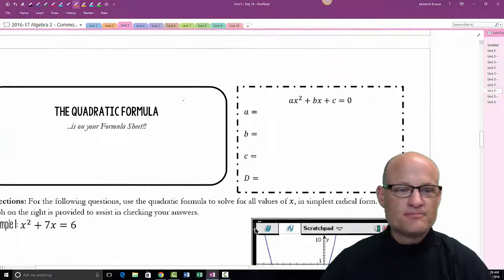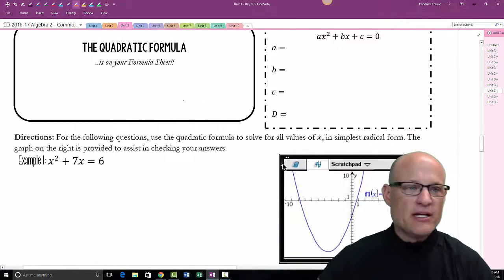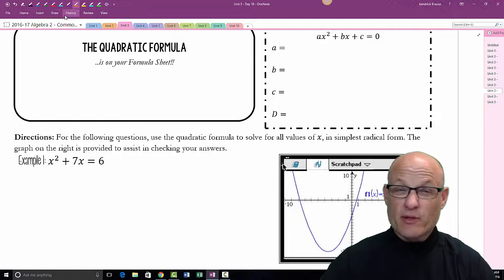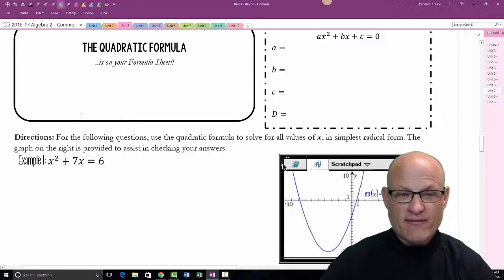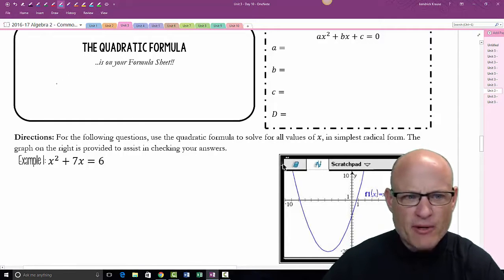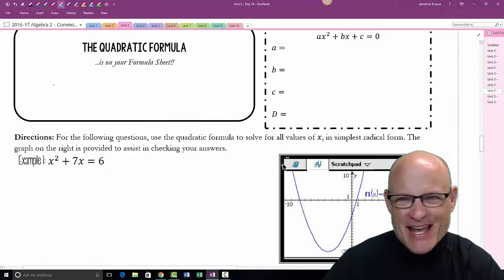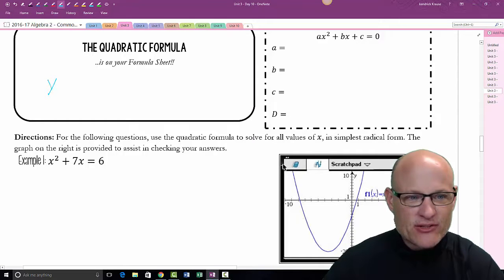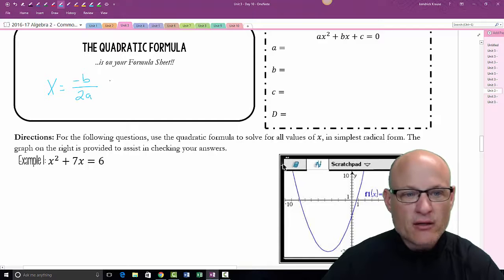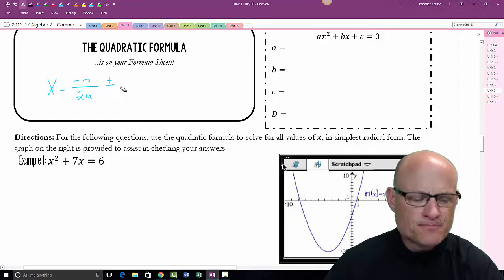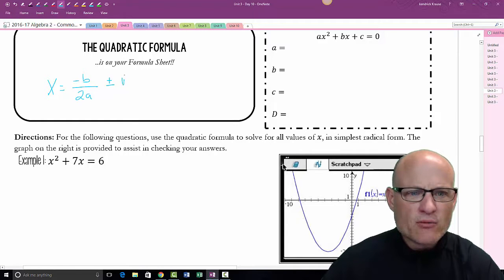All right, so let's write down the quadratic formula. I believe this is on your formula sheet, so you don't have to have it memorized. I haven't seen that formula sheet in a while, but I'm pretty certain that it's on your formula sheet. But it's a good idea to get it memorized. It's not that hard. It's x equals negative b over 2a plus or minus the square root, oops-a-daisy, the square root of b squared minus 4ac all over 2a.